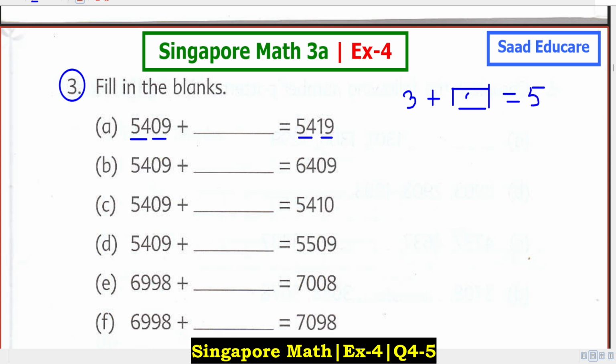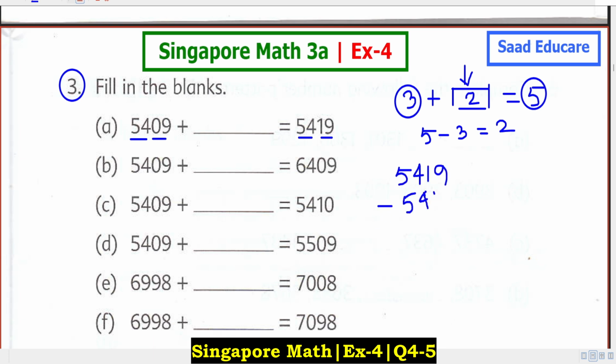Here is 2 because 3 plus 2 equals 5, or we can say 5 minus 3 equals 2. So if we want this value, we have to subtract this one from this one. Same thing here: 5419 subtract 5409. So what will be the value?